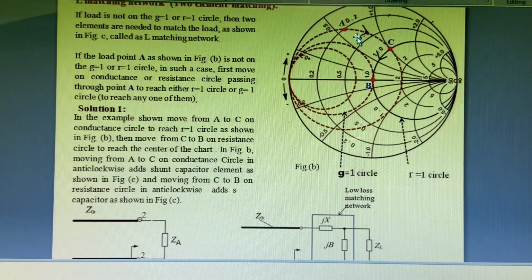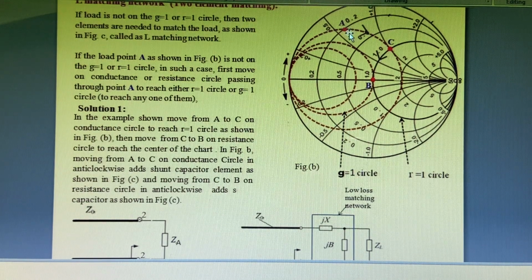So like that, if the impedance load point is not on the R equal to 1 circle or the G equal to 1 circle, in such a case, what we have to do, from the load point you move on either the resistance circle or the conductance circle, but you should reach the R equal to 1 circle, or it may be the G equal to 1 circle. Either way also we can move. That solution we will see in the second slide.